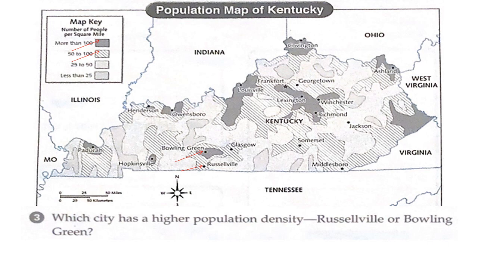That means more people live, and obviously the answer is Bowling Green because it's got this solid gray color, which tells me that it is more populous. Great, let's go to the next question.